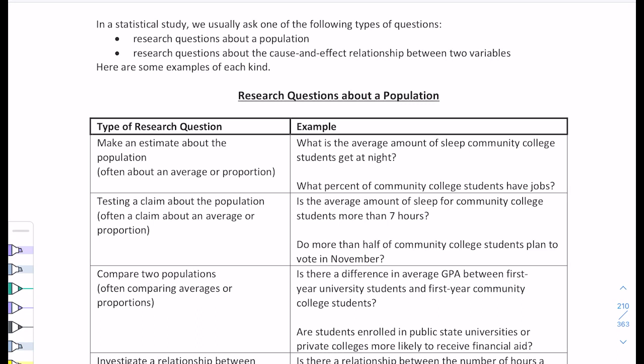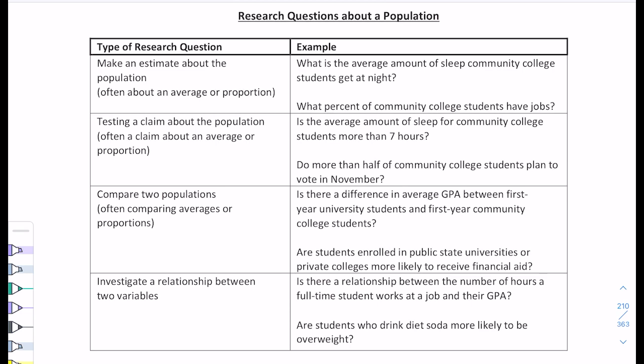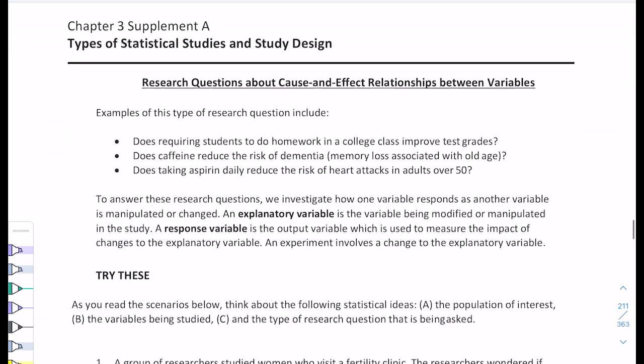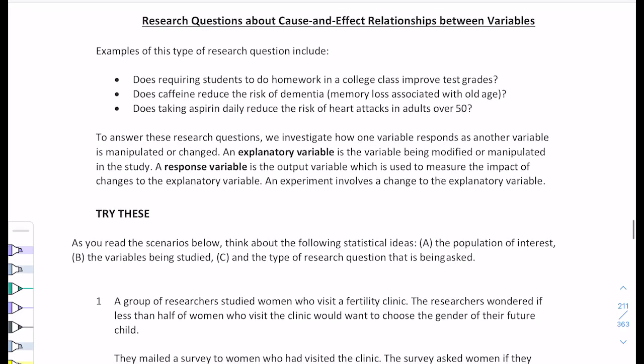In statistics, when we're studying things, we usually ask one of the following types of questions. We want to either research questions about a population, or sometimes we're interested in researching questions about cause and effect relationships. You have to be really careful when you determine that there's a cause and effect relationship, because that only occurs at specific times. There's a chart here that you can read through that talks about the type of research question and an example. Some of it we've covered, some of it we have not covered yet, but we will in this next half.